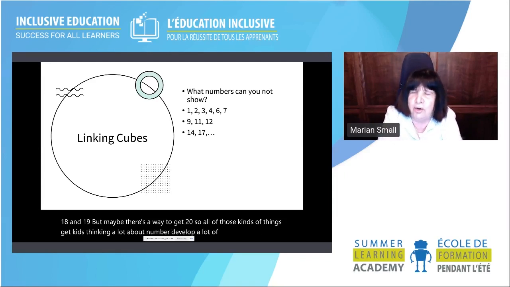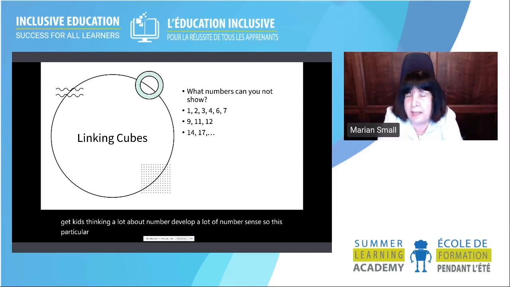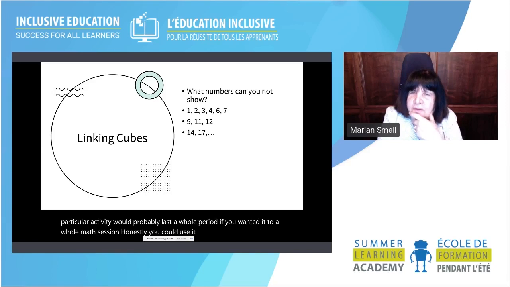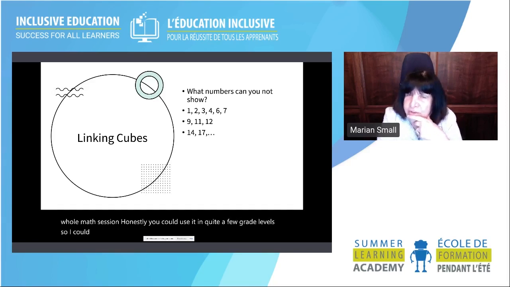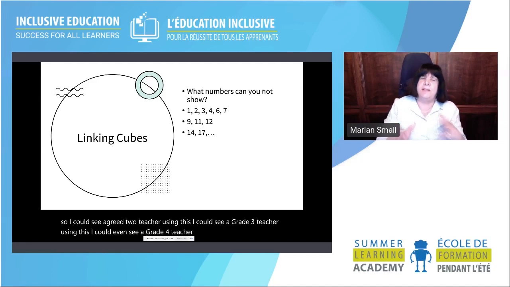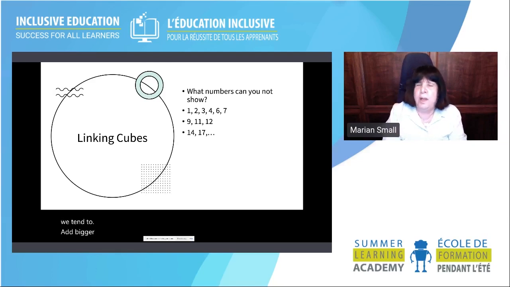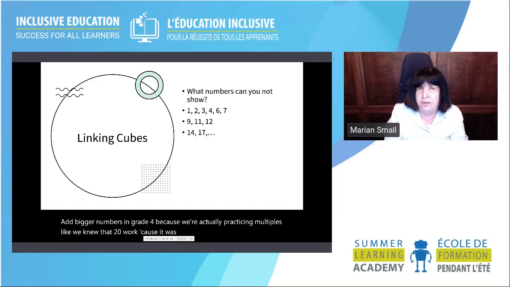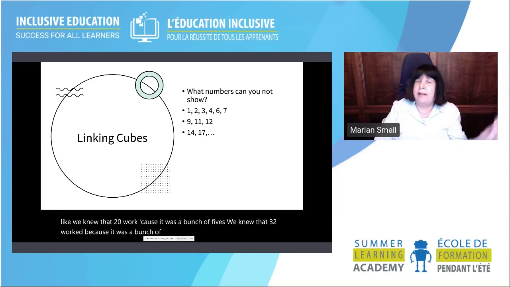So this particular activity would probably last a whole period if you wanted it to, a whole math session. Honestly, you could use it in quite a few grade levels. So I could see a grade 2 teacher using this. I could see a grade 3 teacher using this. I could even see a grade 4 teacher using it, even though we tend to add bigger numbers in grade 4, because we're actually practicing multiples. Like we knew that 20 worked because it was a bunch of 5s. We knew that 32 worked because it was a bunch of 8s. So we're practicing a lot.